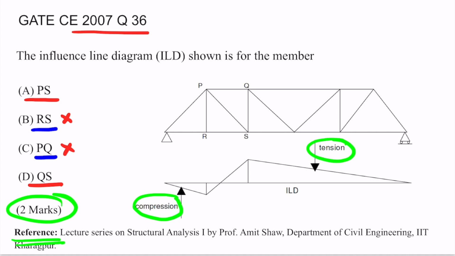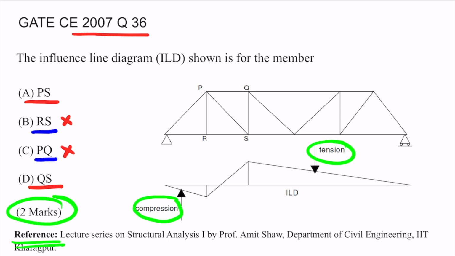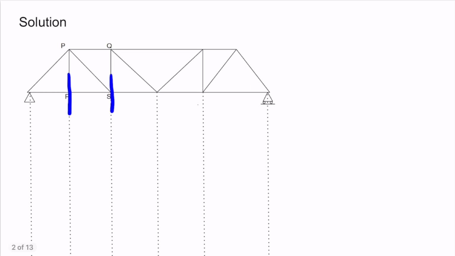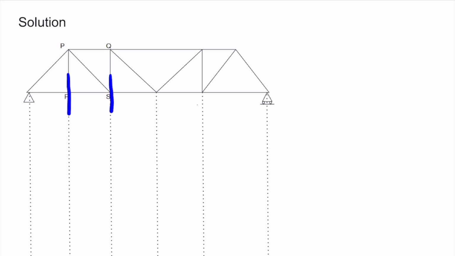Let's see if it is for member PS or not. We will apply the unit load first at position R and calculate the force in member PS. Next, we will apply the unit load at position S and calculate the force in member PS. Why are we applying the unit load only at position R and S? Because these 2 sections, this section and this section, are the 2 sections which are connected by this diagonal member PS, and the influence line diagram will vary in between these 2 sections only. Otherwise, it will remain the same. We will see how it is done.